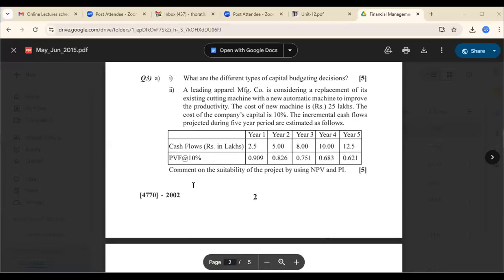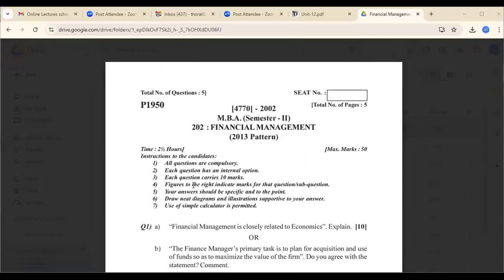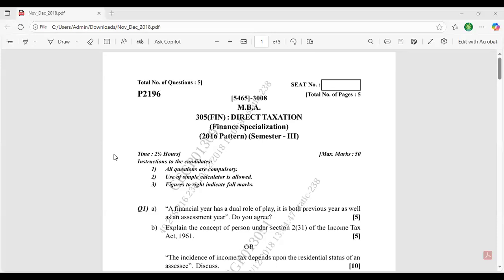I hope the paper is visible to you. In the 2013 pattern and in the 2016 pattern, the direct tax was part of financial all these things and it was allowed as exemptions. So this was the University of Pune paper for 50 marks.